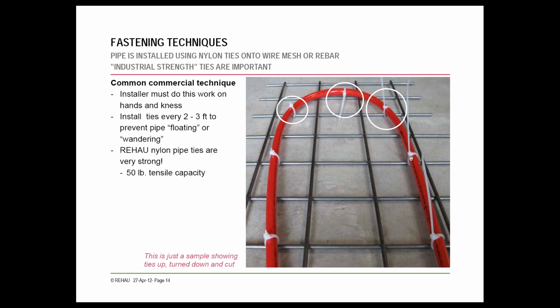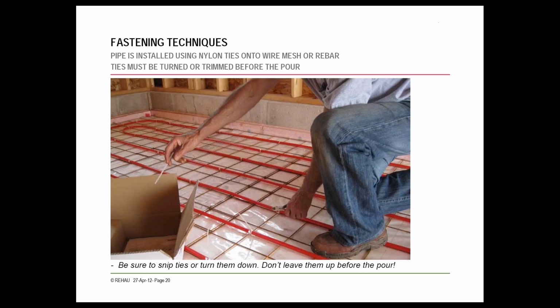They're showing them very close here for the example, but you do need to tie them down every 2 to 3 feet, and in a bend like this you may need to add a couple more. They're very strong ties, so they're made for this application. You do want to be careful with the tails. You want to make sure the tails are all pointing down, or snip them off and make sure to throw them away so they don't end up floating and getting stuck in the top of your slab there.